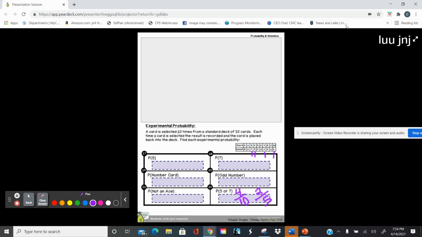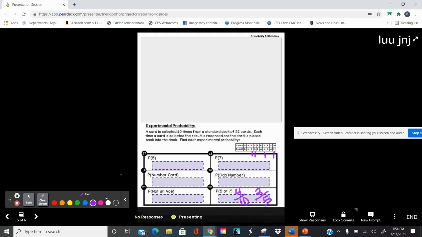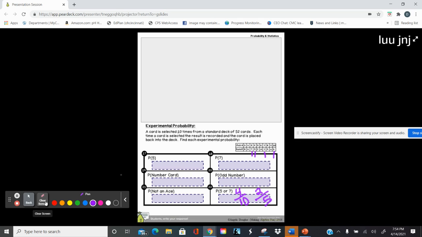So I want you to go ahead and try the ones. This is going to be posted on Google Classroom, and you'll have the section that says "You try." That'll be a picture under Google Classroom, so you can just upload your picture under that post.